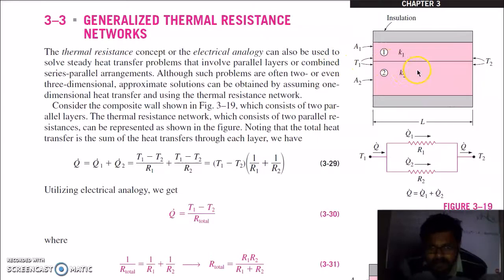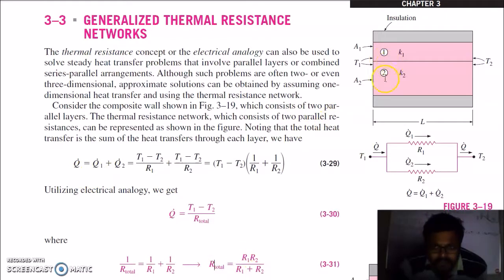So consider this composite wall which consists of two parallel layers. The thermal resistance network, which consists of two parallel resistances, can be represented as shown in the figure. So these two layers are in parallel. So you can replace these layers with resistances which are in parallel. So this is your first layer, which is in parallel to the second layer. So you can treat them in the same way as two resistors in parallel. Now for the parallel case, this is your total resistance. You can solve from here. That is, total resistance is equal to the product of R1 and R2 divided by R1 plus R2.